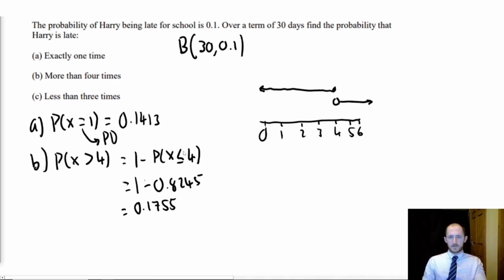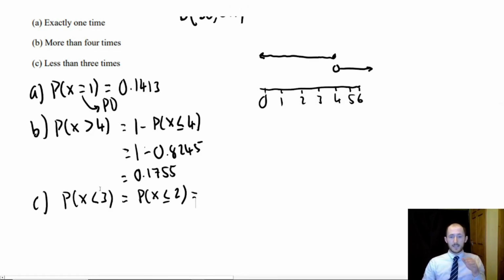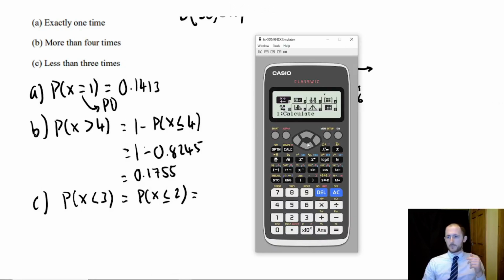For the next bit, it says less than 3 times. So again, you need to read this very carefully. It's looking for less than 3. So what we need to do is actually work out less than or equal to 2. Because again, we can't just work out less than 3. It only goes less than or equal to for our calculator. So once again, go to menu, option 7 for distribution, and then we're going to go to binomial CD variable.